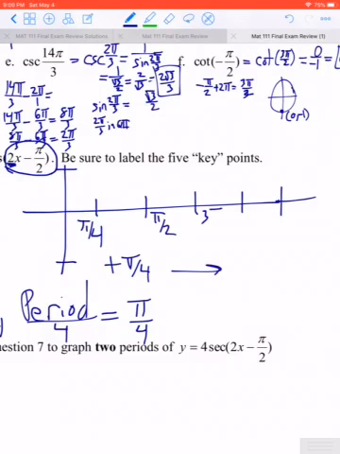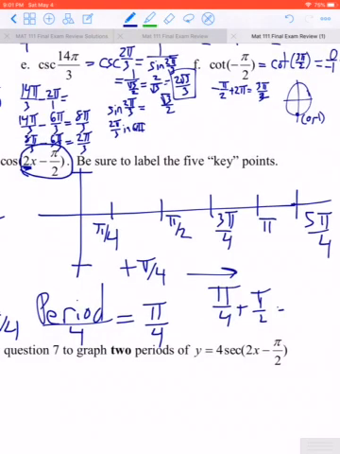over 2. No, that's not right. Pi over 4 plus pi over 2, it's going to be 3 pi over 4. Add another pi over 4, and we will get pi. And add one more pi over 4, and we're going to get 5 pi over 4.